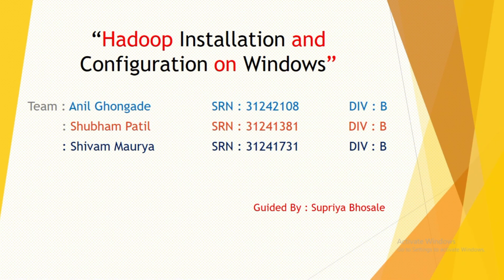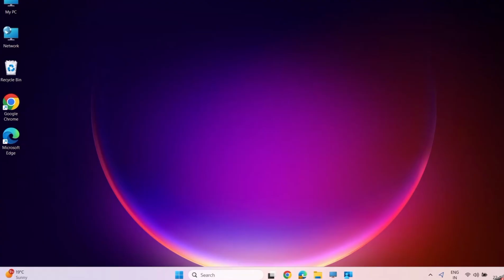In this video, we will demonstrate the installation and working of Apache Hadoop on Windows. To install Apache Hadoop, we need to install Java. So firstly, we have to check whether Java is in our system or not.